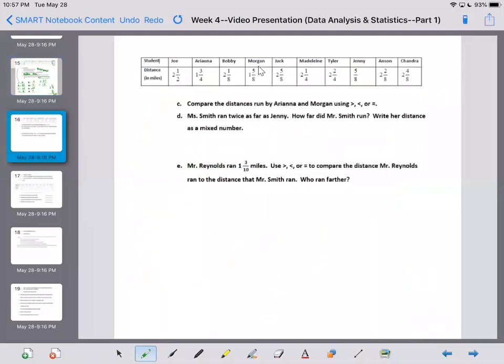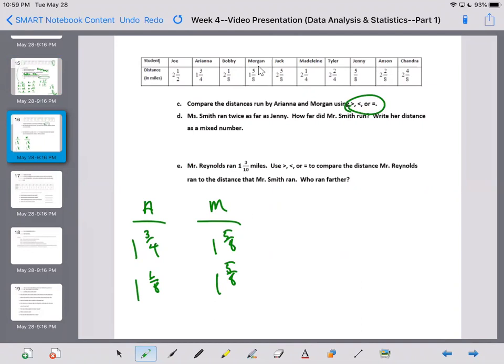Another question we could say is, let's compare the distances between Ariana and Morgan. Well, Ariana was 1 3/4, and Morgan was 1 5/8. So with that comparison is that beginning stages of, well, I need equivalent fractions. So I don't want to compare fourths and eighths. Why don't we look at everything in eighths? And so this would be 1 6/8, and this would be 1 5/8. And then we could use our symbols to represent. And we would say that Ariana had 1 6/8, so it was 1/8 larger than Morgan.